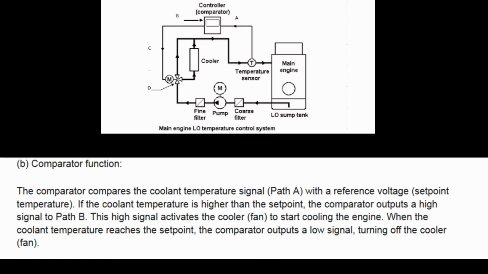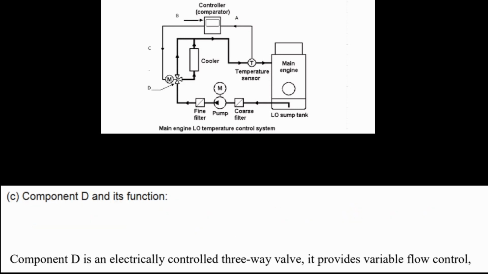B. Comparator function. The comparator compares the coolant temperature signal, path A, with a reference voltage, the set point temperature. If the coolant temperature is higher than the set point, the comparator puts out a high signal to path B. This high signal activates the cooler fan to start cooling the engine. When the coolant temperature reaches the set point, the comparator outputs a low signal, turning off the cooler fan.